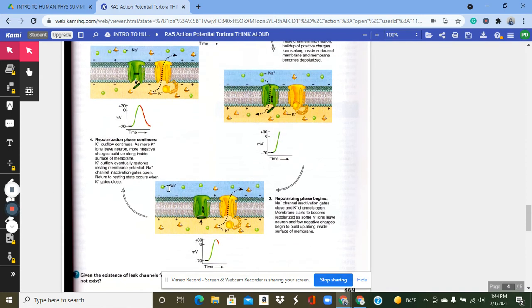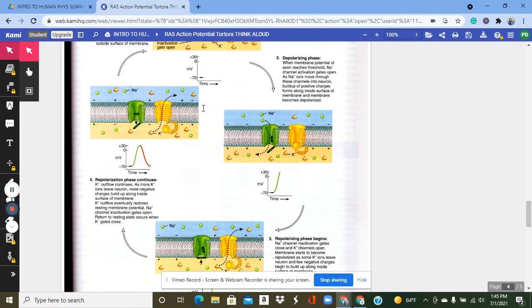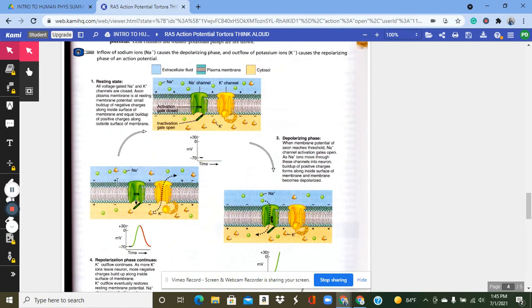Okay, so the fourth step is where the repolarization phase continues. As potassium outflow continues, as more potassium ions leave the neuron, more negative charges build up along the inside surface of the membrane. Potassium outflow eventually restores the resting membrane potential. Sodium channel inactivation gates open. Returning to the resting state occurs when potassium gates close. So after the repolarization phase, it reverts back to the resting phase.